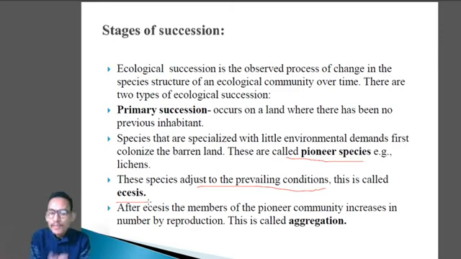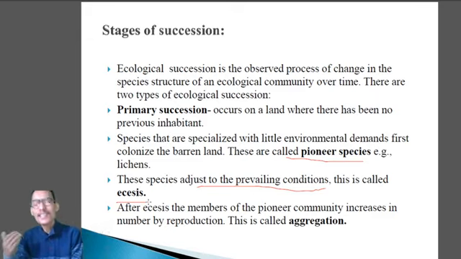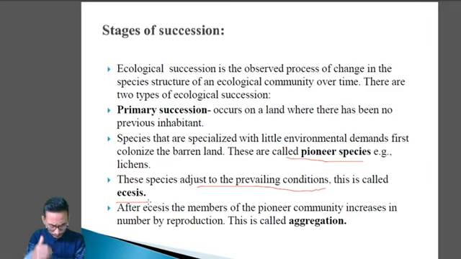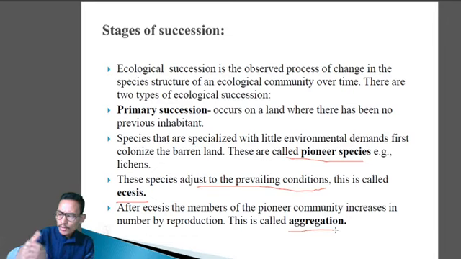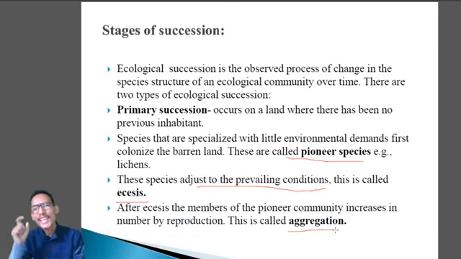After ecesis, the members of the pioneer community increase in number because they have a high rate of growth. Within a short period of time, they will grow rapidly in number by reproduction. So this is called aggregation. When the number of pioneer species keeps on increasing, that is called aggregation.